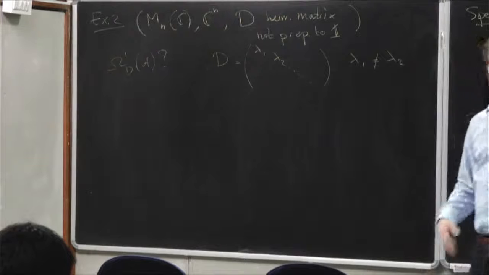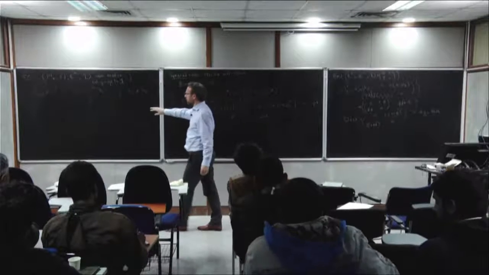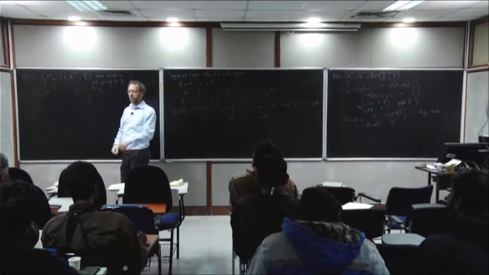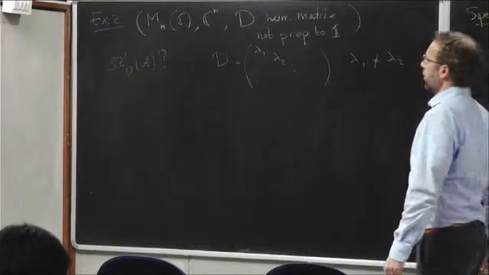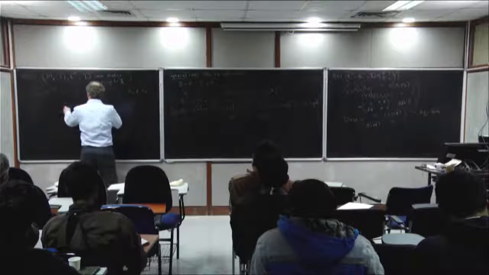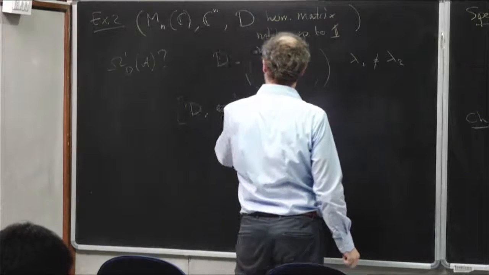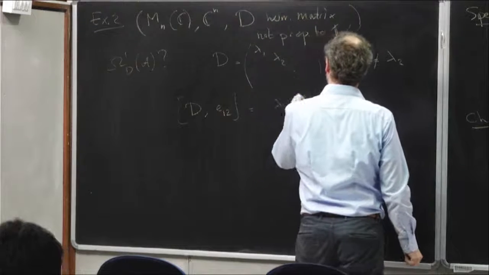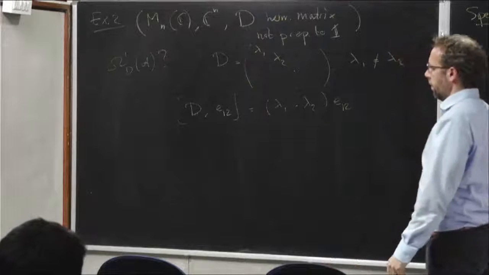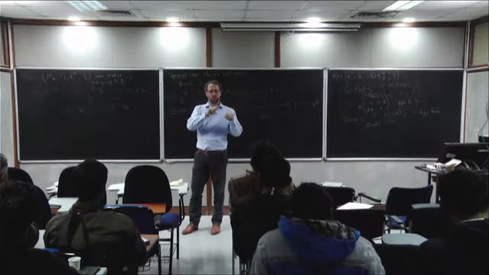Okay, so I can diagonalize D to start with. Since I know it's not proportional to the identity, I know that 2 of these will be different. So let's take them in the first corner. Then I can compute the commutator of D with E12. This commutator is lambda 1 minus lambda 2, which is non-zero, times E12. E12, by the way, is the matrix with value 1 in the 1, 2 position and 0 elsewhere.